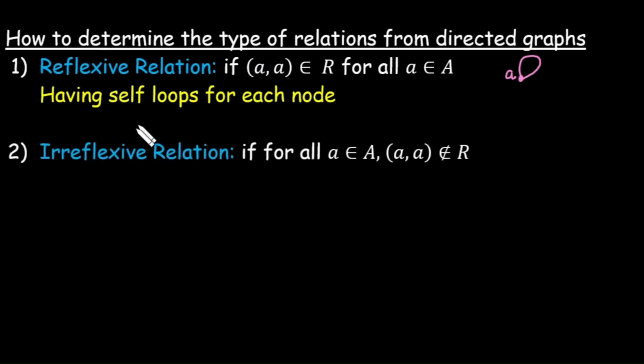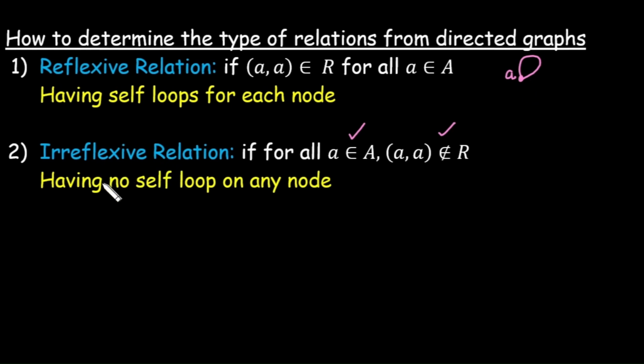On the other hand, irreflexive relation means for every element A of the set, the ordered pair (A, A) should not be a part of the relation. Means there should not be any self loop on any node. So for the irreflexive relation, we can say that having no self loop on any node indicates that it is an irreflexive relation.